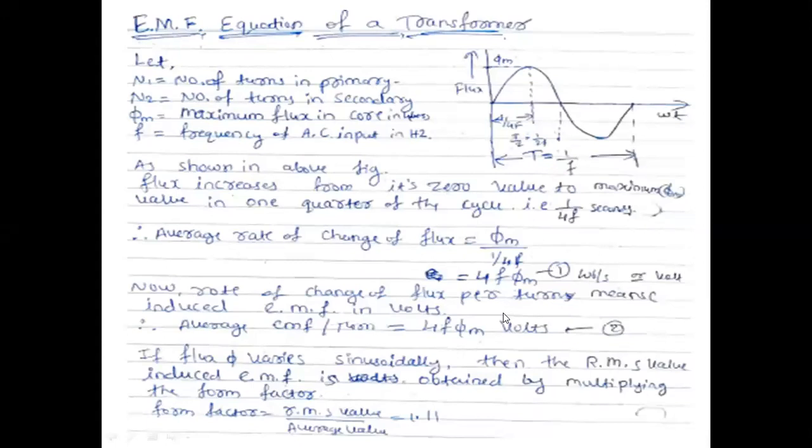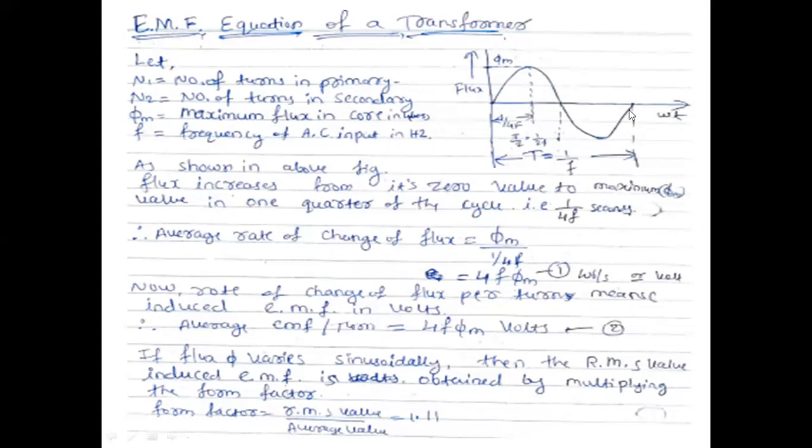The time it takes to complete one cycle is what we call the time period. According to the definition, frequency is the number of cycles per second, so f equals 1 by T, or T equals 1 by f; both are the same. The total time to complete one cycle is T equals 1 by f, and to complete the half cycle it is 1 by 2f. From 0 to here is 1 by 2f, and here it is 1 by 4f.